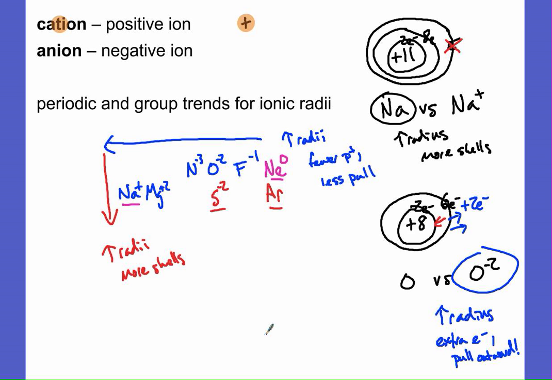So it's kind of confusing. We'll talk about that a little bit more. I can draw it a little bit more later just to explain it better. But for right now, just understand the general trend and definitely understand why metals get smaller when they become ions and why nonmetals get bigger. Otherwise, we'll do comparisons more later because that can be kind of confusing.